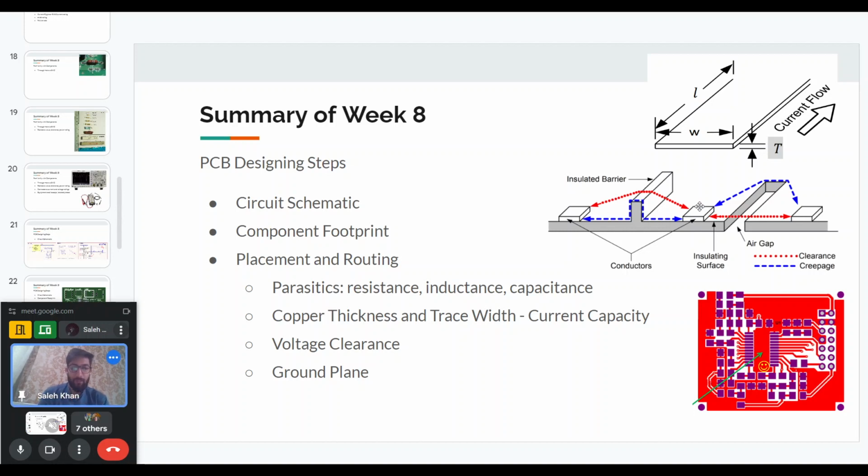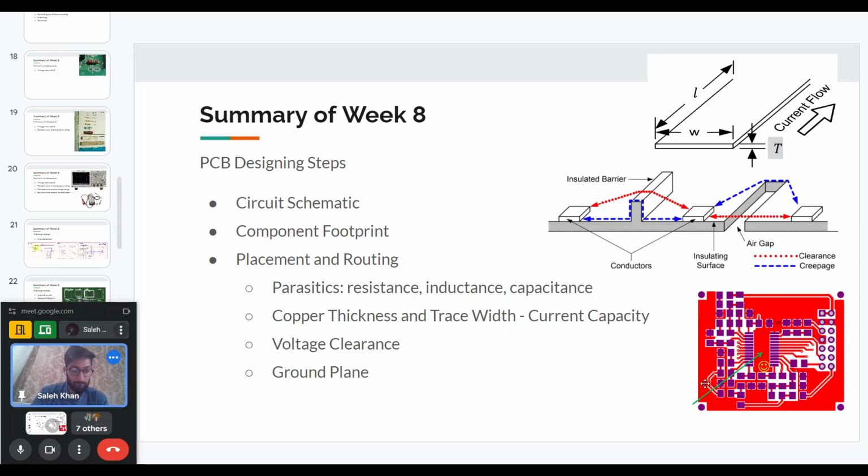And lastly, ground planes are usually used. So whenever there is a trace, it will carry a current. To complete the circuit, you also require a return path. And that return path goes through the ground line, and that is why usually we have a ground plane. A full plane of a PCB layer is dedicated to the ground so that the current itself will follow the path of minimum resistance, and it will reduce the resistance and the parasitic inductances.